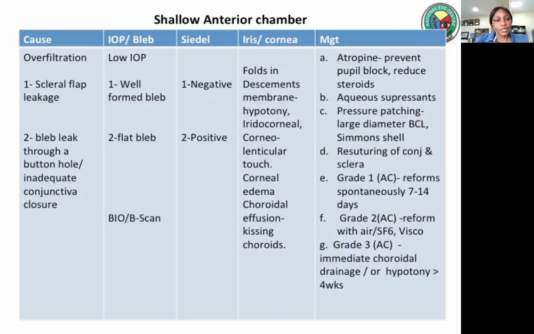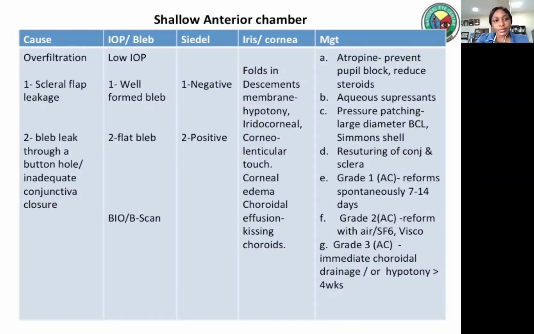But if all this has been done and you notice that there's no closure, and also depending on how deep the AC is, then one may have to go back to the theater and resuture either the conjunctiva or sclera, depending on which one is causing the overfiltration. The AC too will have to be reformed either with air or with SF6.